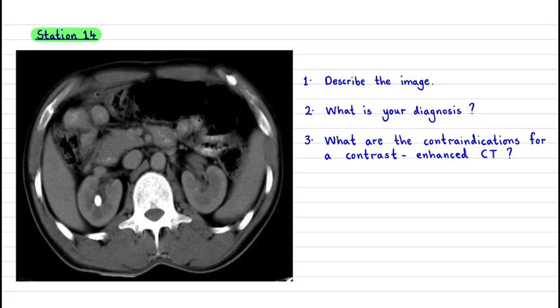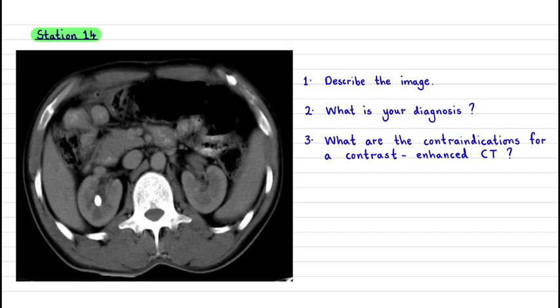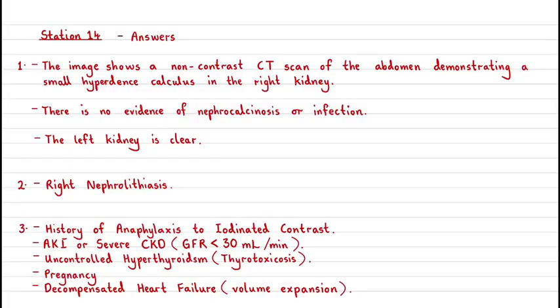So what is the diagnosis? This is right nephrolithiasis or urolithiasis. And then number 3, what are the contraindications for a contrast-enhanced CT? History of anaphylaxis to iodinated contrast, acute kidney injury or severe chronic kidney disease. These are contraindications for contrast because remember, the contrast has to be filtered out by the kidneys. So if the kidneys are failing, definitely you're not supposed to give contrast.